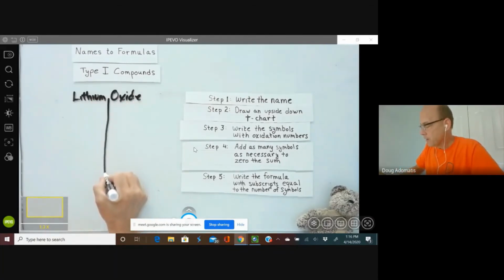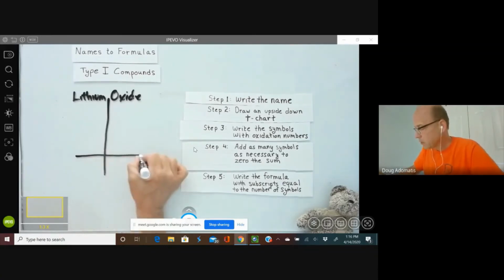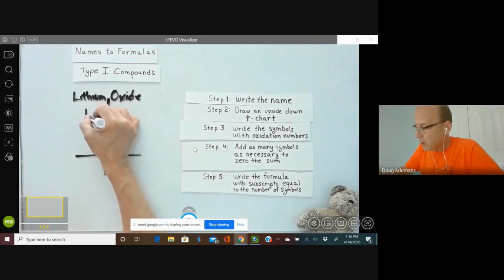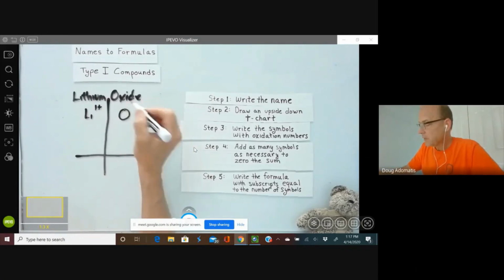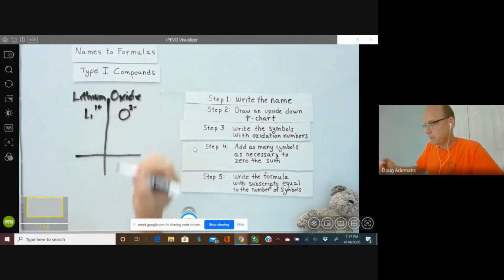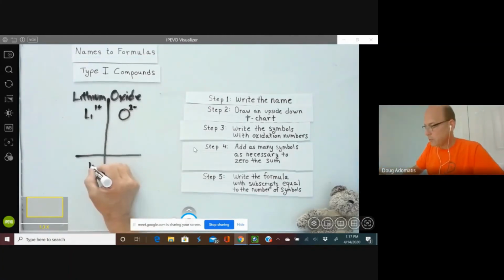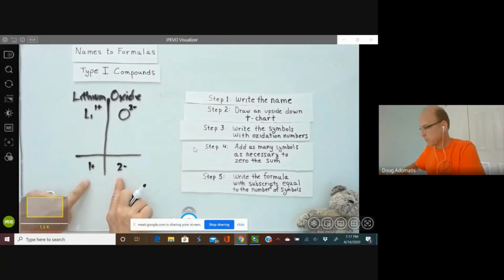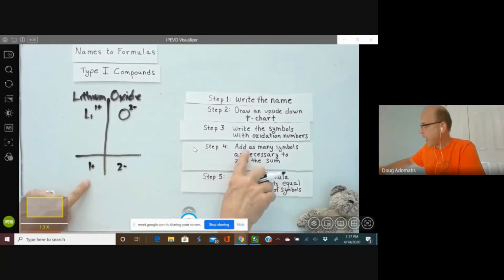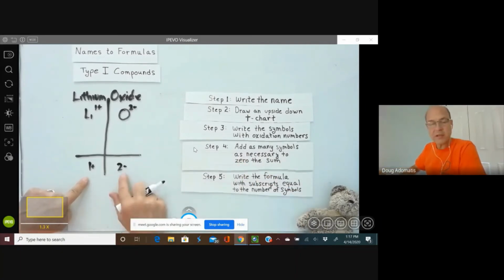Okay. You write the name, you draw an upside down T-chart, and then you write the symbols with the oxidation numbers. Okay. Lithium, Li, has an oxidation number of 1 plus. Oxygen has an oxidation number of 2 minus. Now, if you bring these two down, you can see that they're not going to equal 0. The strategy says add as many symbols as necessary to zero the sum. Well, how am I going to get to 0? I've got a -2 over here and a +1 over here.